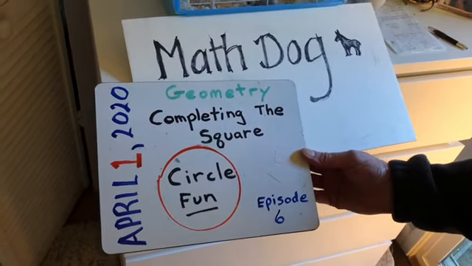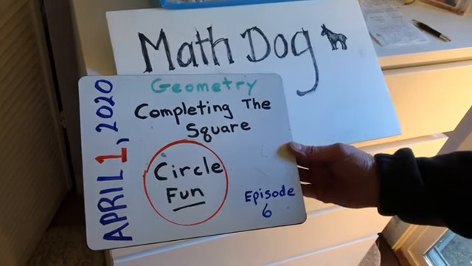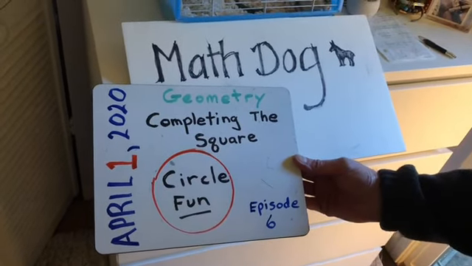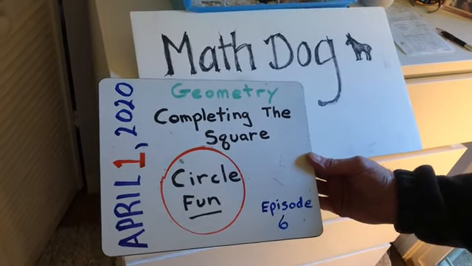Welcome to Math Dog, April 1st edition, episode 6. This is most appropriate for geometry students. We'll be completing the square to graph a circle.